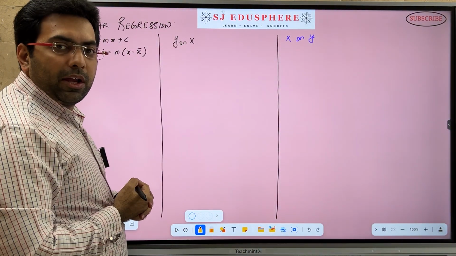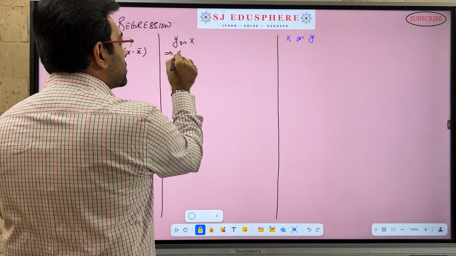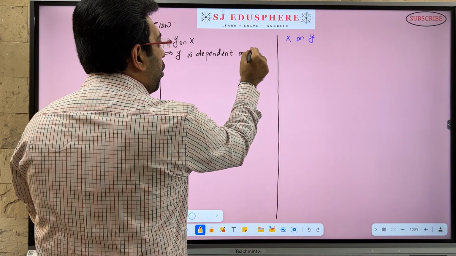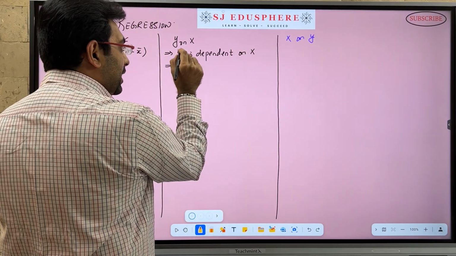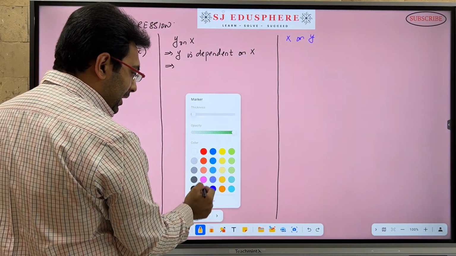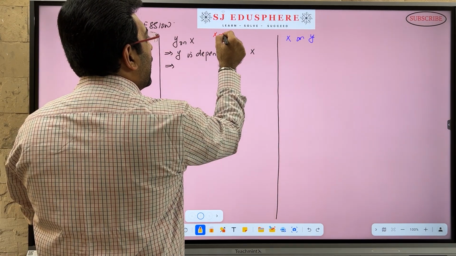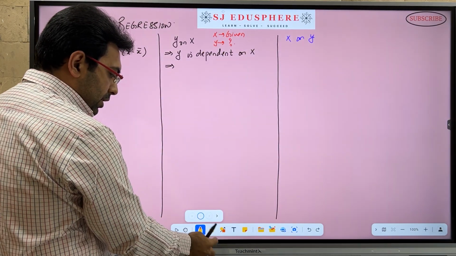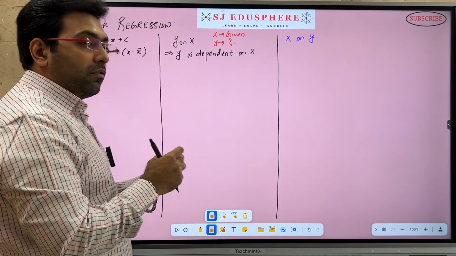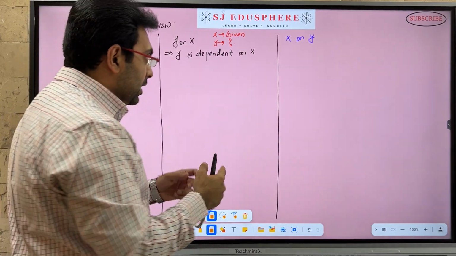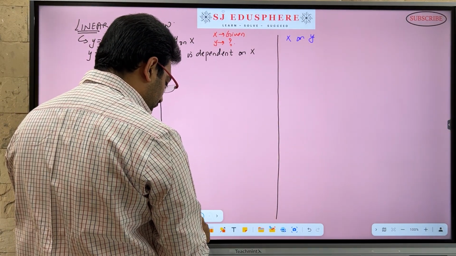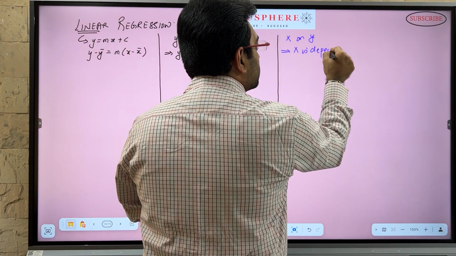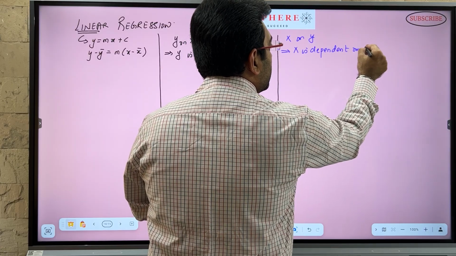Now, what do I mean by y on x? Y on x means y is dependent on x. That means in this particular case, if I want to write in a little simple language, x is given to you and y is asked. So I am telling you to find the value of y when x is given to you. Similarly, when I say x on y, I am saying x is dependent on y.